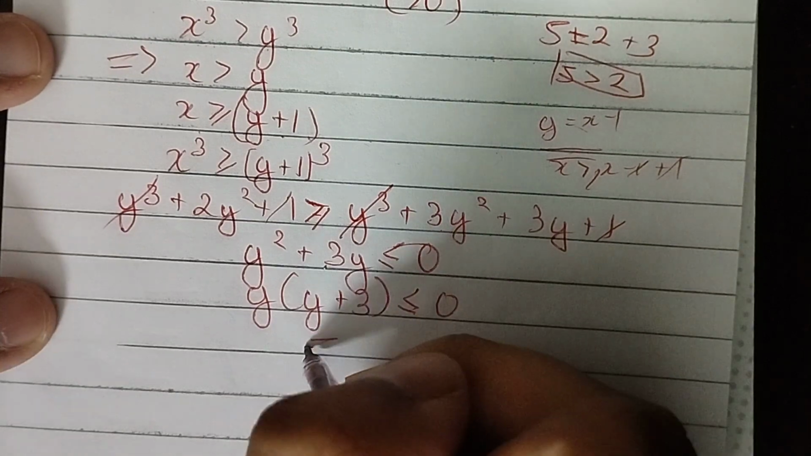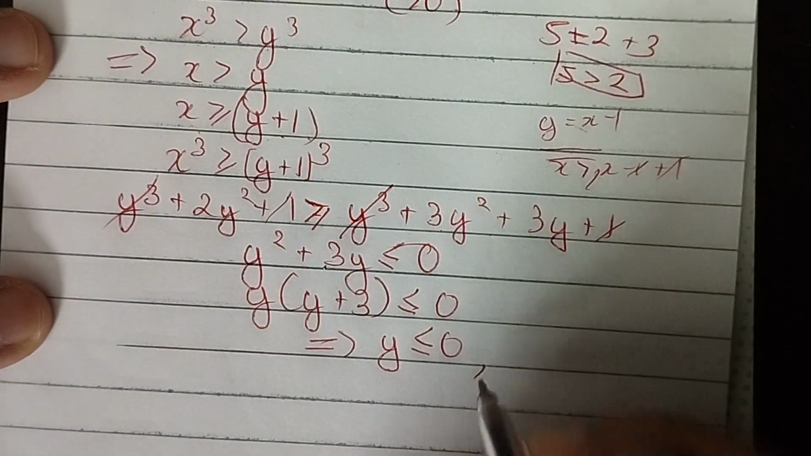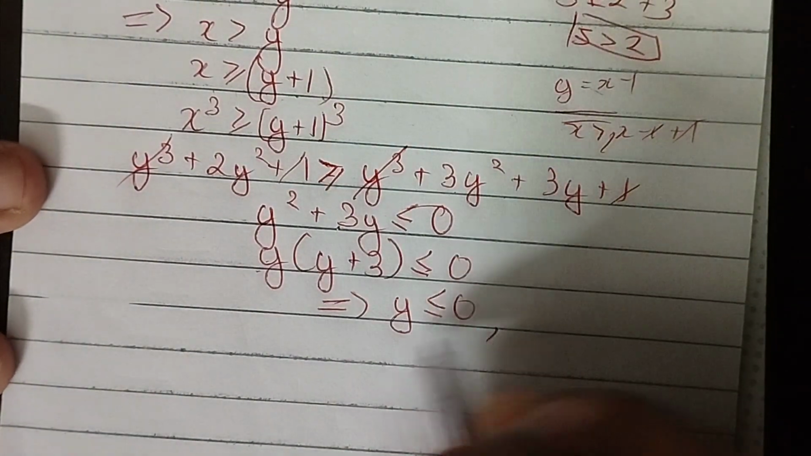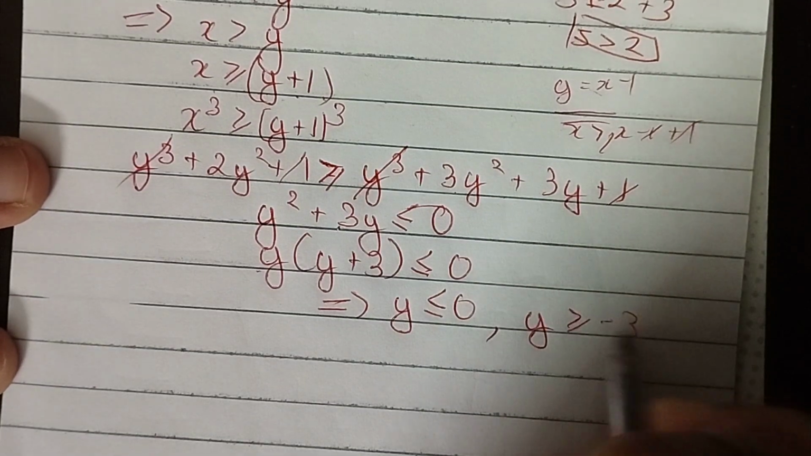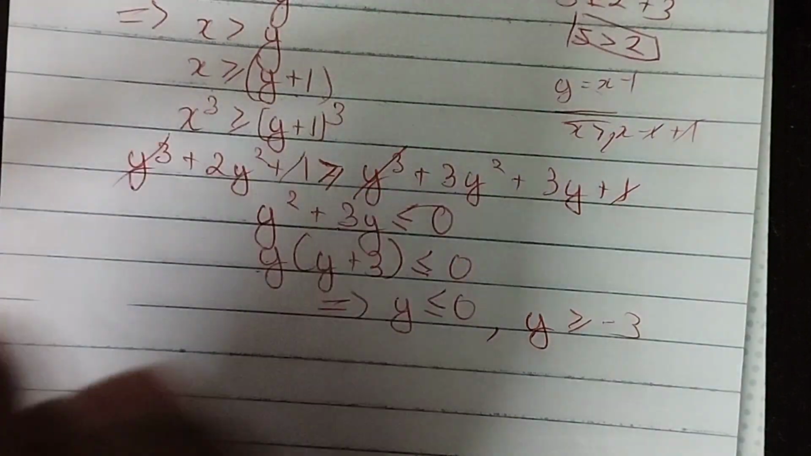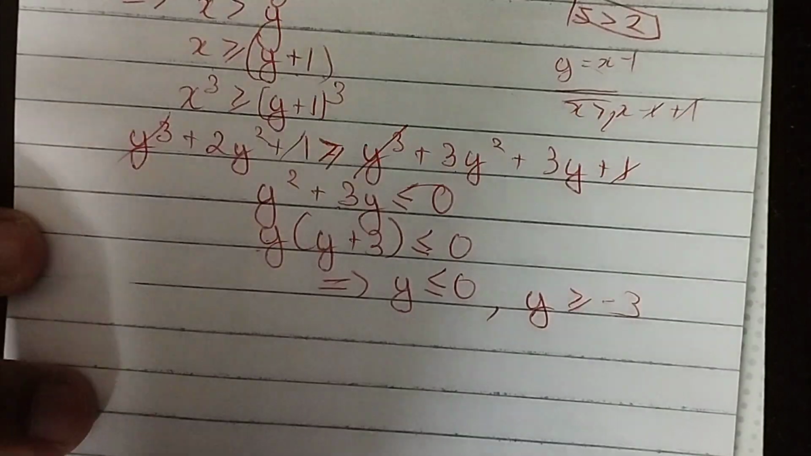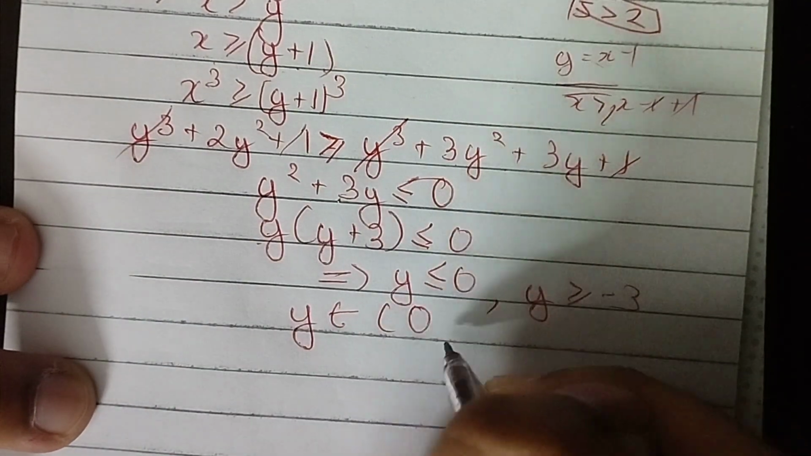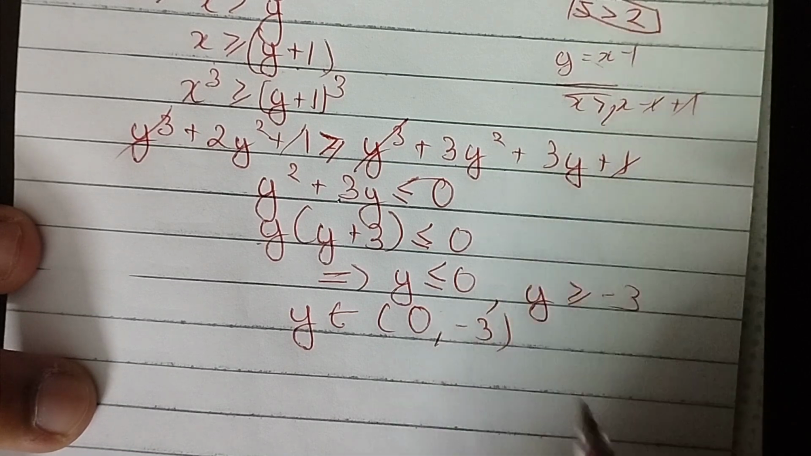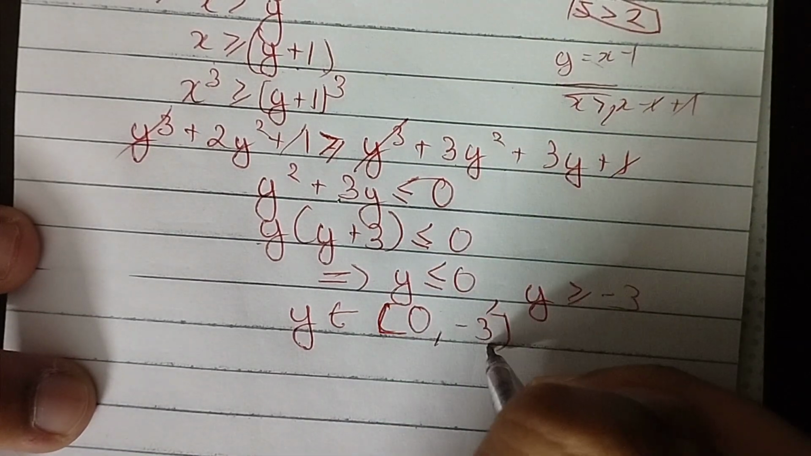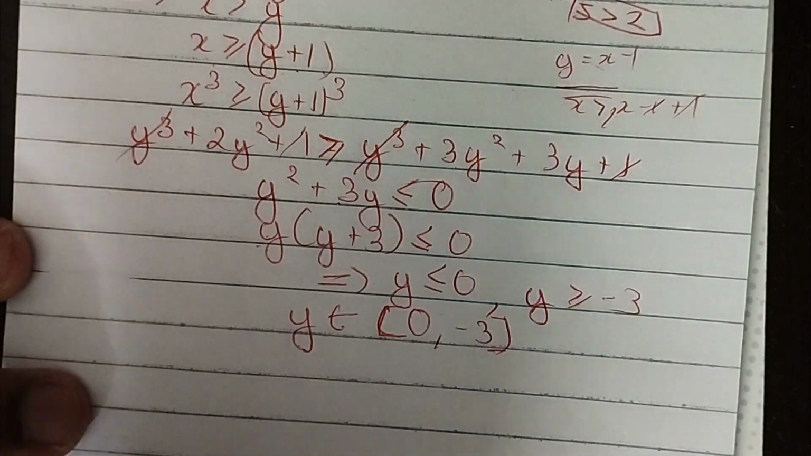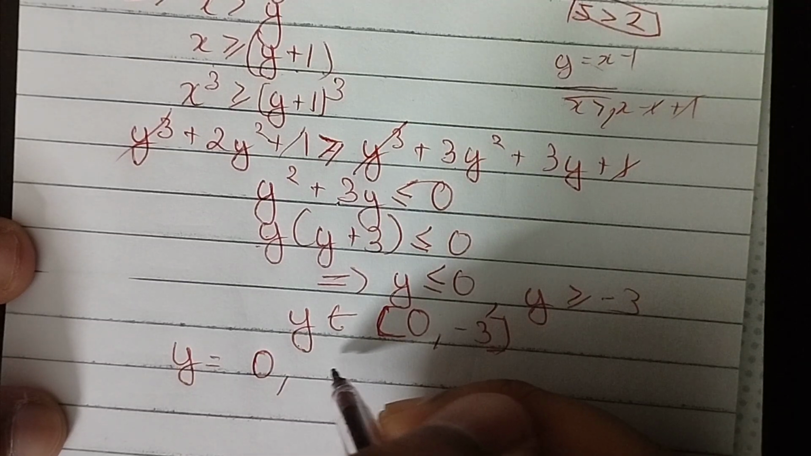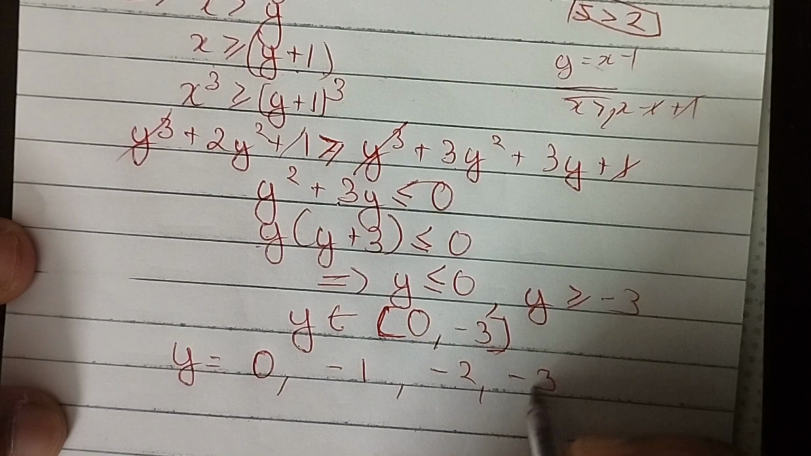So what did we get here? This implies y is less than or equal to 0, right? We have factorized it, and y is supposed to be greater than or equal to minus 3. When you move minus 3 across the sign, the signs change. You know that. So now what are the possible values? y belongs to the interval from minus 3 to 0. Also, it should be a square bracket because we're including these values. So we got the values of y. y is equal to what? 0, minus 1, minus 2, minus 3.